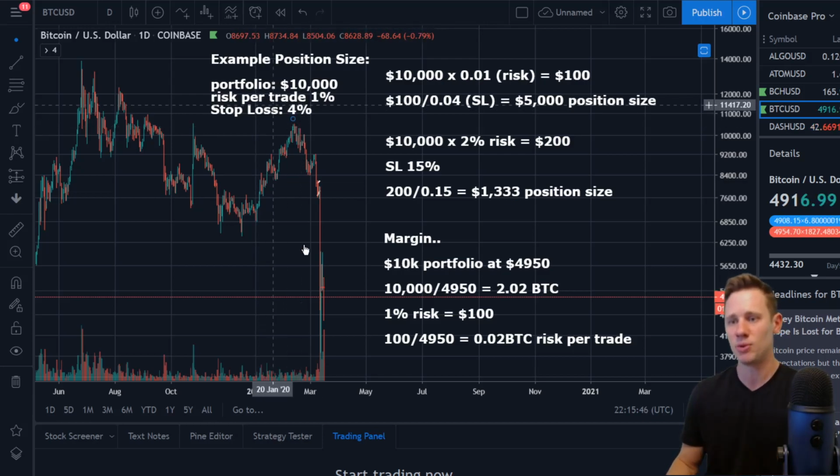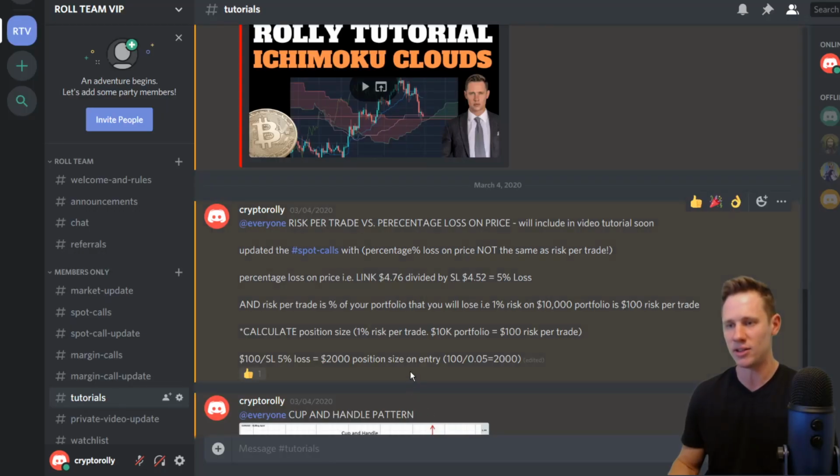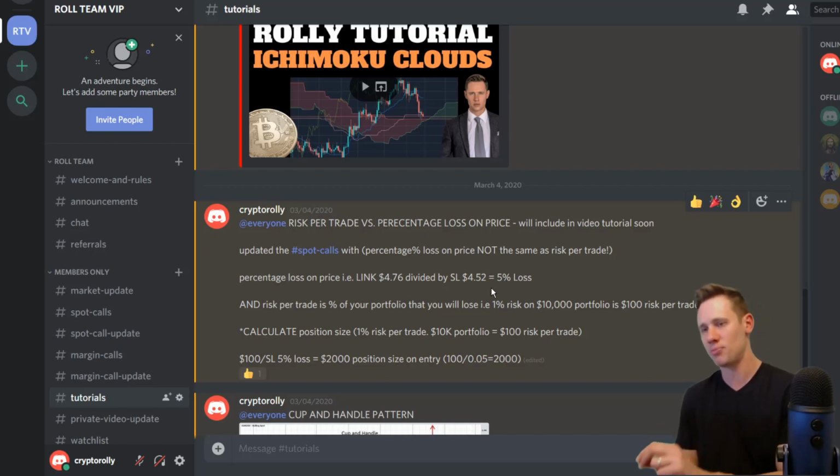So there's a difference between, and I'll show you right here, I had it on Discord. There's a difference between risk per trade and percentage loss on price. The percentage loss on price would be the stop loss. Say Link, you bought in at $4.76 and your stop loss was $4.52. That would be a 5% stop loss, okay? So remember, difference between risk per trade and percentage loss on price, all right?